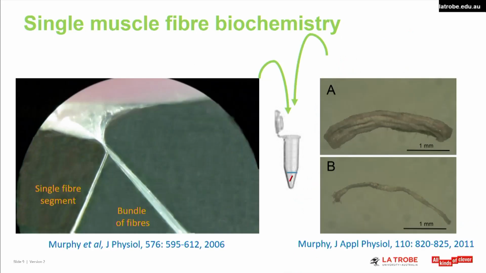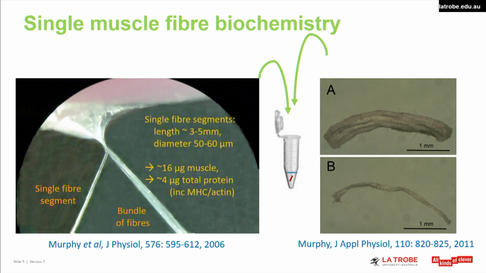What we tend to do in the lab a lot is use single muscle fibres. This can be either a freshly obtained muscle fibre that's dissected under paraffin oil in a dish, and there's a single fibre segment that's being collected there. The length of these are 3 to 5 millimetres. The diameter of human fibres are in the order of 50 to 60 microns in a human vastus lateralis. And the amount of protein that you get is about 4 micrograms of total protein.